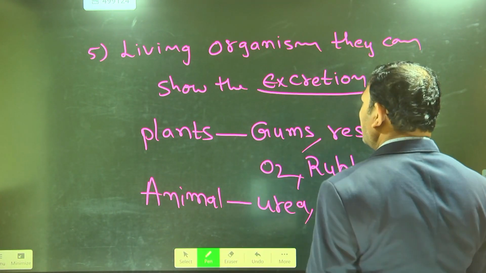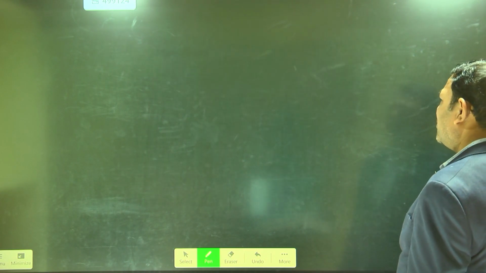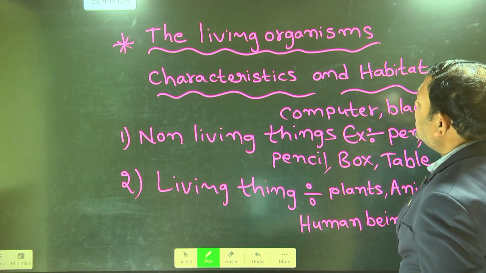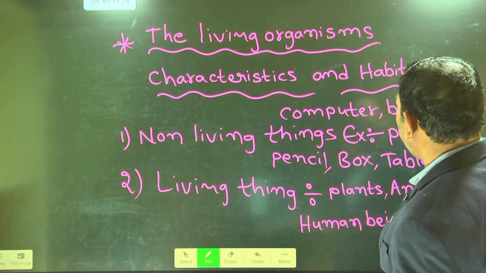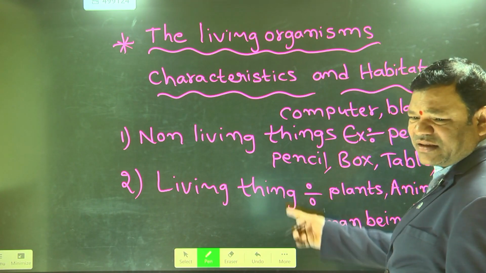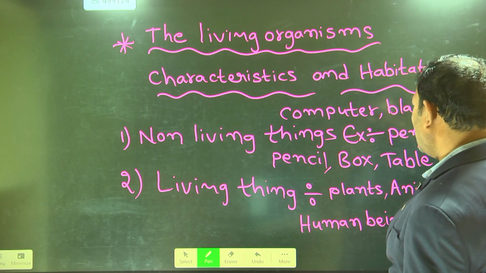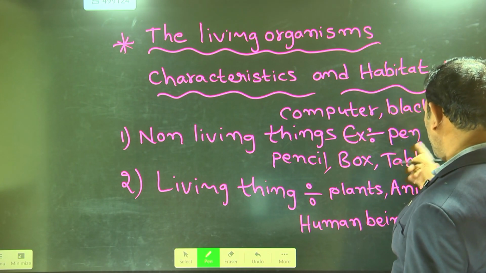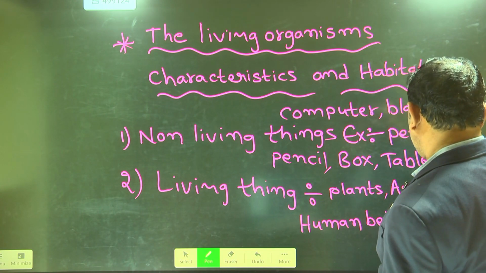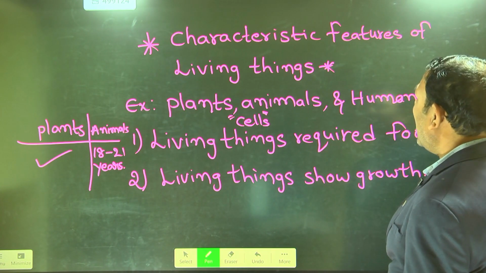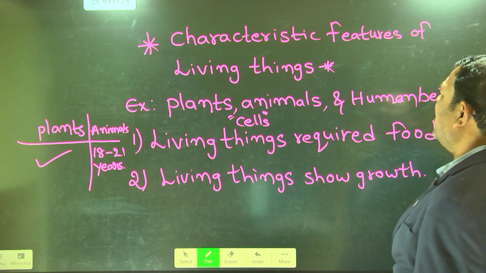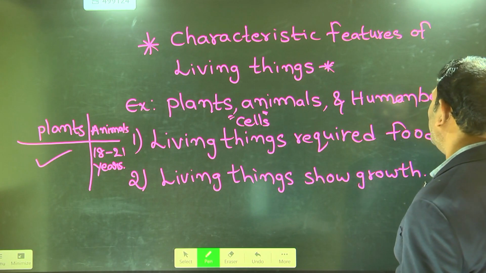Once more, what we have discussed: living organisms, characteristics and habitat. In our surroundings, two types of things are present. One is non-living things and one is living things. Non-living things, for example, pen, book, pencil, box, table, computer. Living things, for example, plants, animals and human beings, and the characteristic features of living things.